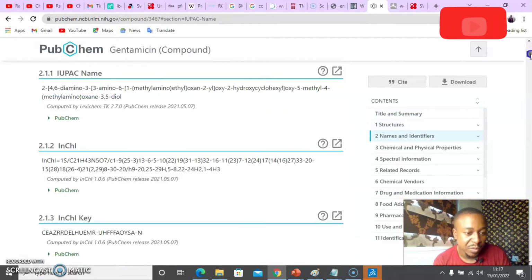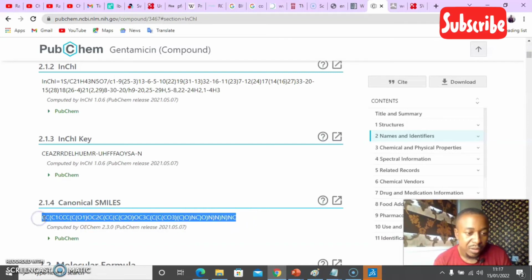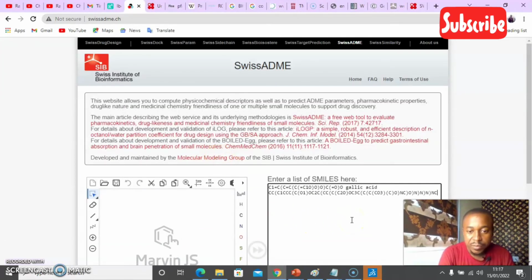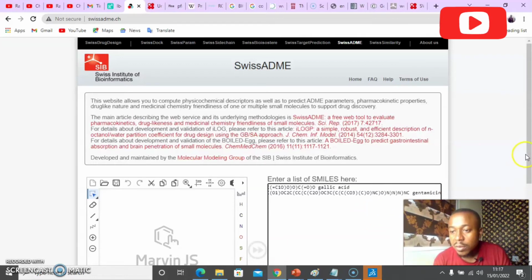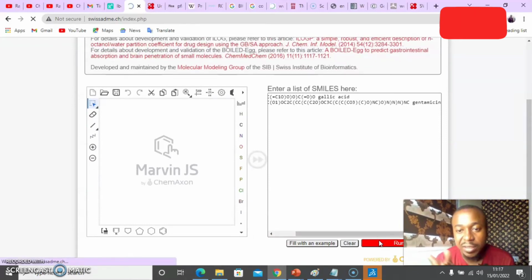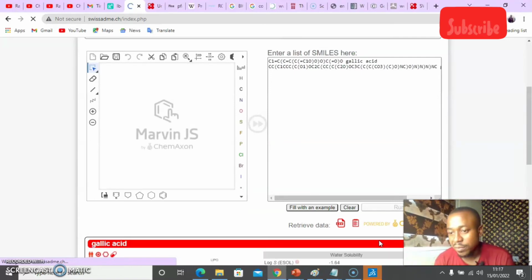Let's go to the canonical SMILES. Okay, this is the canonical SMILES of gentamicin. Copy it. Let's paste it here, with a space. Gentamicin. After that, I can run the data. Yes, we have gallic acid and gentamicin. So let's look at the pharmacokinetic properties of these two compounds.